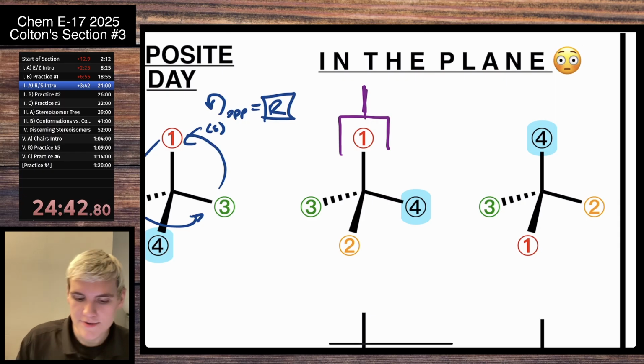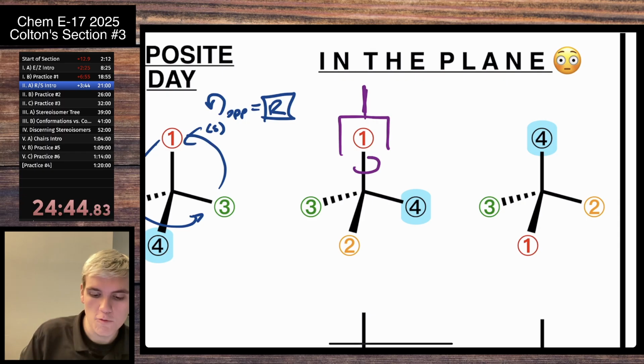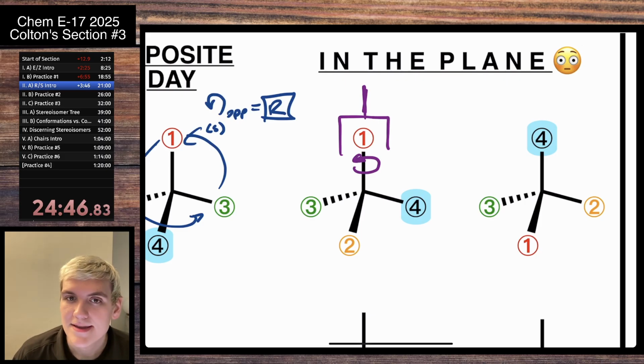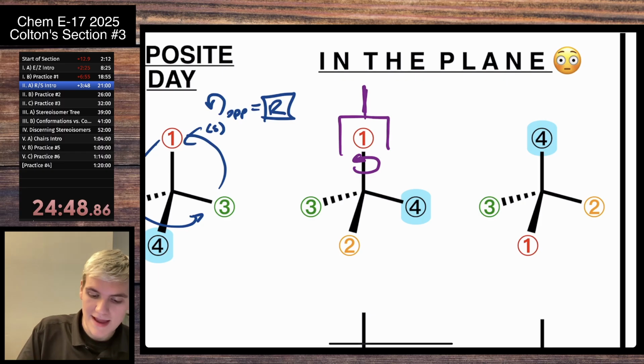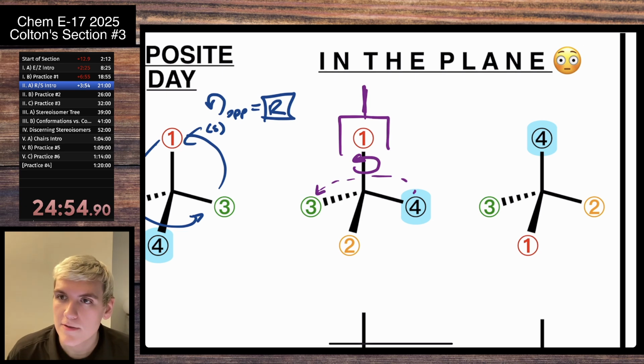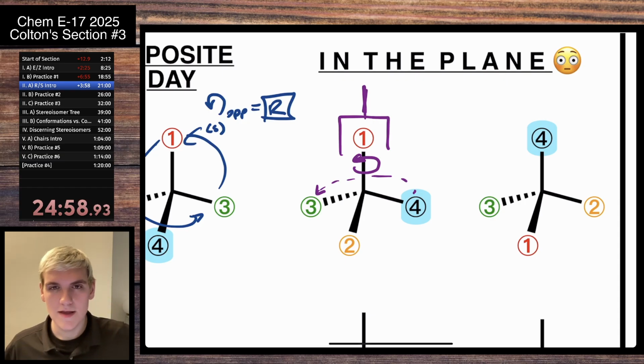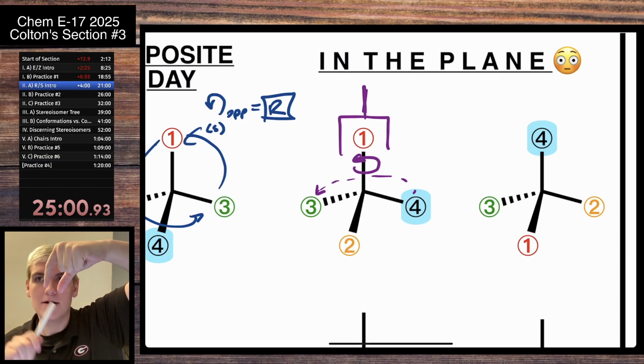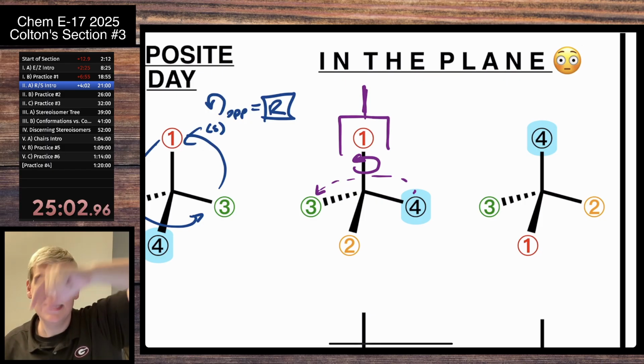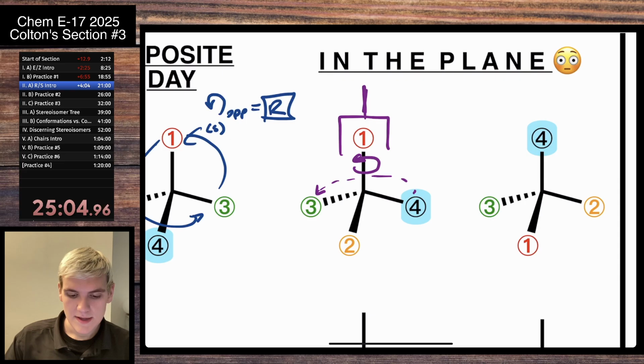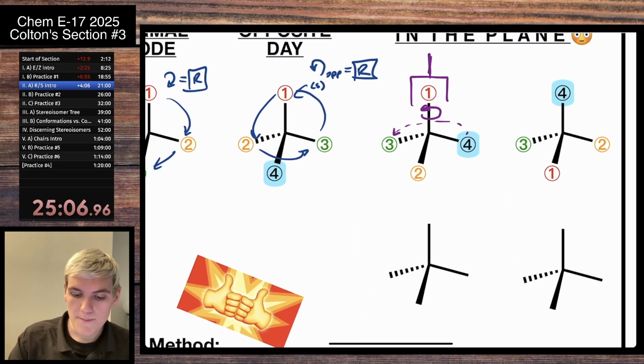Then what I want to do is think about rotating around this single bond in order to put my lowest priority group where I want it. So in order to put my 4 over here where 3 is. So just already, that's a lot for the setup. So we're holding at the top, we are spinning around this bond, and we're putting 4 where we want. So what we do is we draw the bonds exactly like they are on the original molecule.